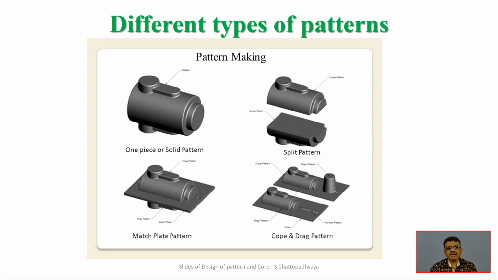because one thing always has to be kept in mind, that the pattern has to be removed from the sand casting. If we make a pattern which cannot be removed from the sand casting, the purpose is lost. Then where will the molten metal come into those cavities?